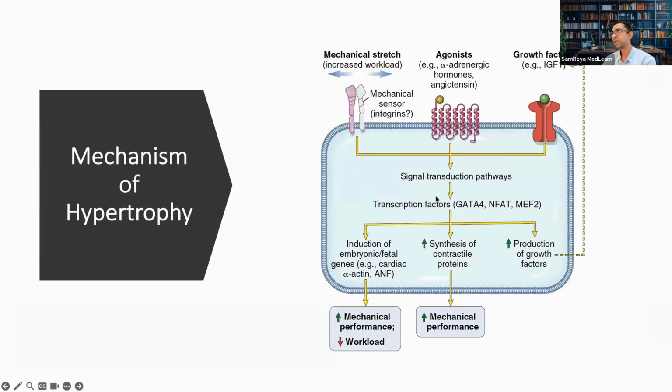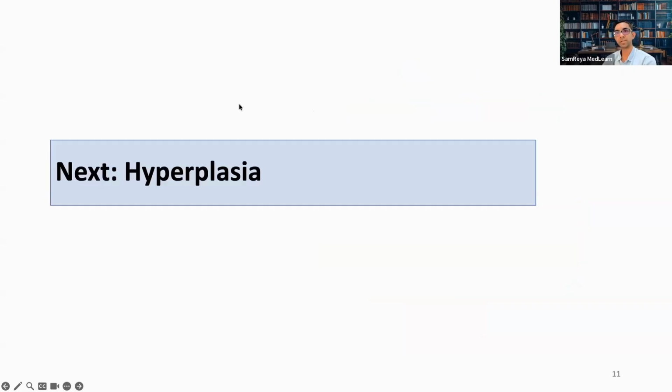Again, please review this. You've already looked at this, we've talked about this. So the mechanism of hypertrophy is an important thing that you should learn today. With this said, I think we can get to our next cell adaptation, which is hyperplasia.